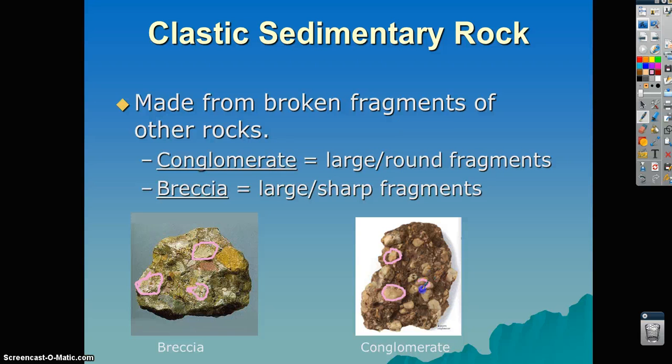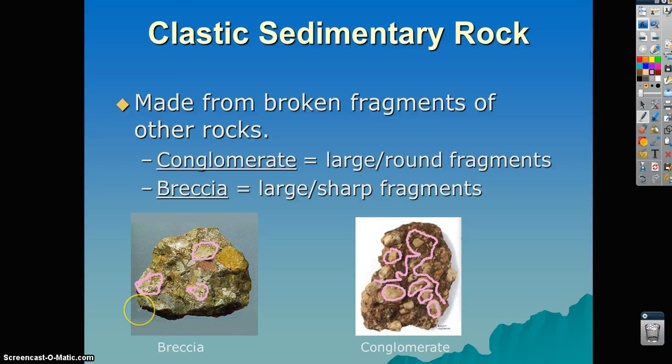No amount of pressure is going to stick these giant pebbles together. You have to have that glue, which in the one that I'm on here is all that dark brown. That's all minerals that have crystallized, and it's glued all those pieces together. Now, we have two different types of clastic sedimentary rock. We have conglomerate and we have breccia.